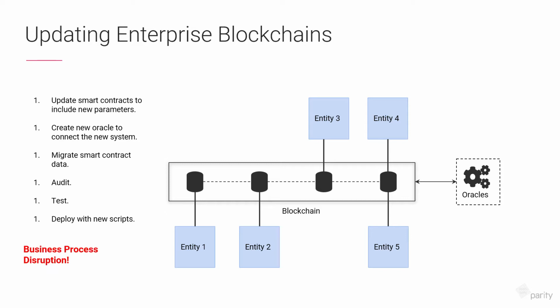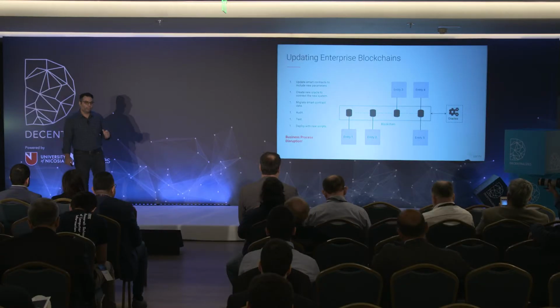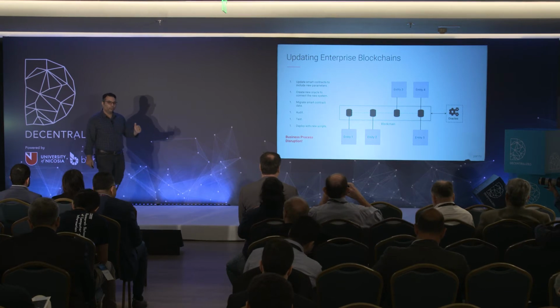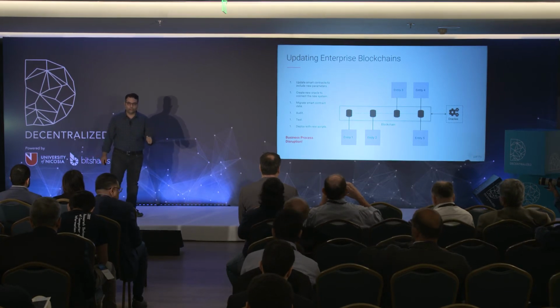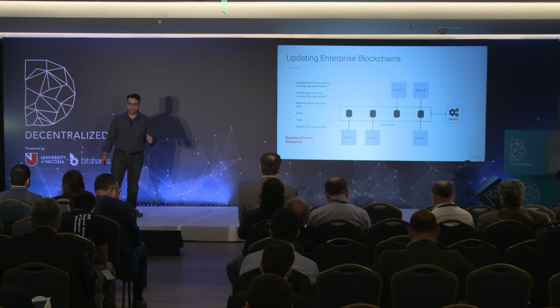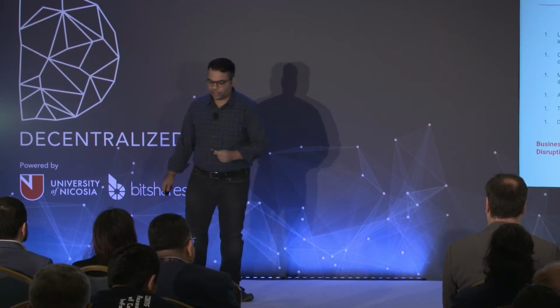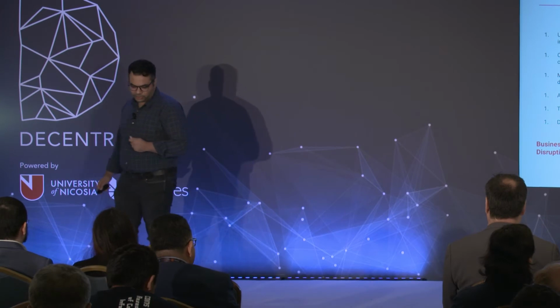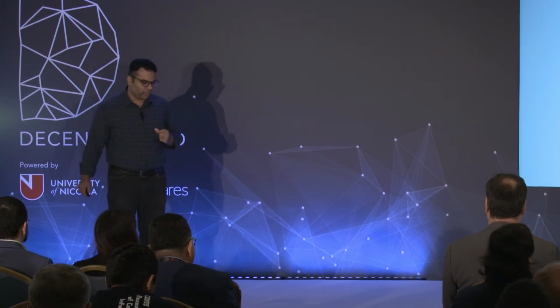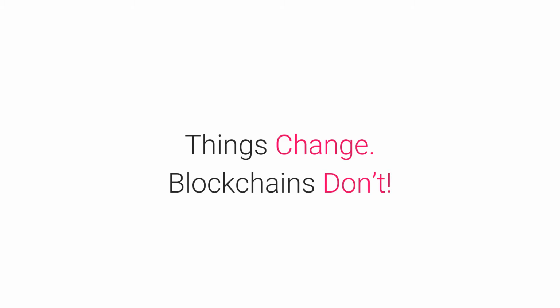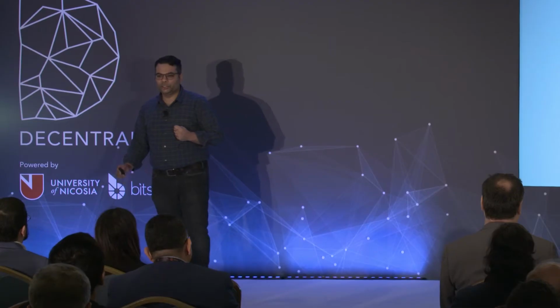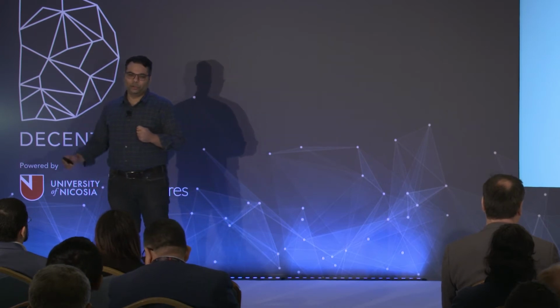But what happens is a business process disruption. You are spending so much time and money on this that you are not able to focus on the actual thing which you wanted to do in the first place, which was your business process optimization. Well, that got disrupted. So the conclusion is things change. And that's the only constant, as we know. But blockchains don't. So what do we do about them?